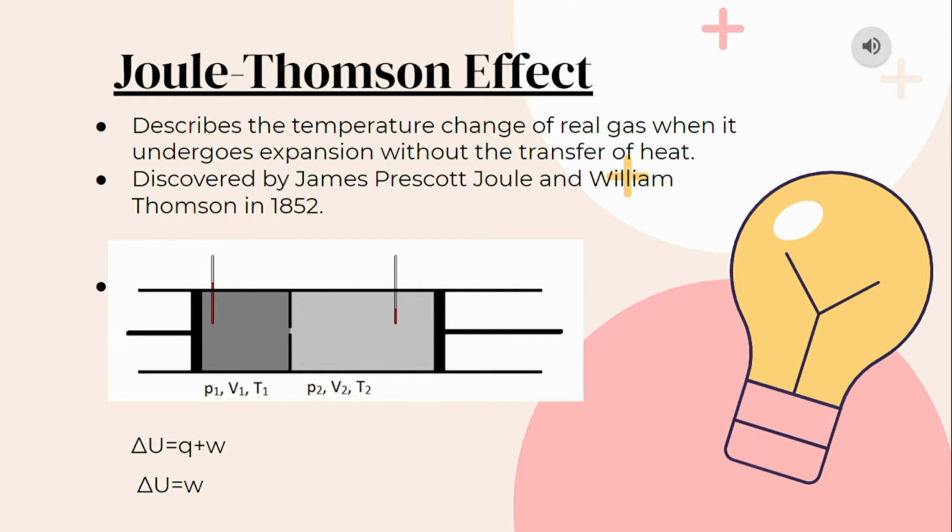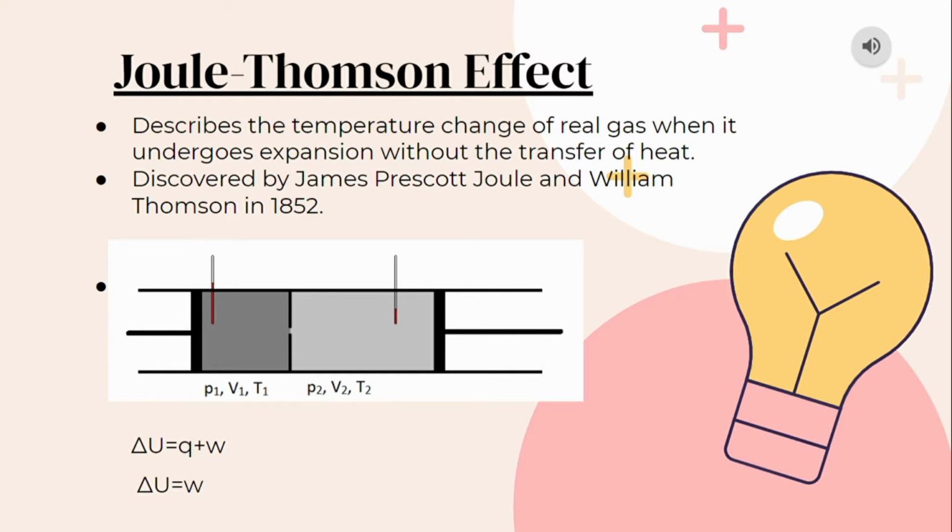In thermodynamics, Joule-Thomson effect describes the temperature change of real gas when it undergoes expansion from high pressure region to lower pressure region without the transfer of heat. This effect was discovered by James Prescott Joule and William Thomson in 1852. Let me explain further about this effect by a simple diagram.